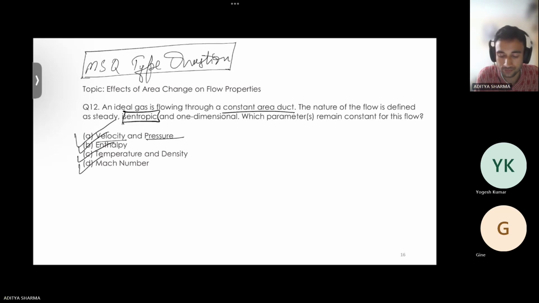All right. No change. I think only C and D will not change. Velocity and pressure, enthalpy will also change. Why will velocity change?